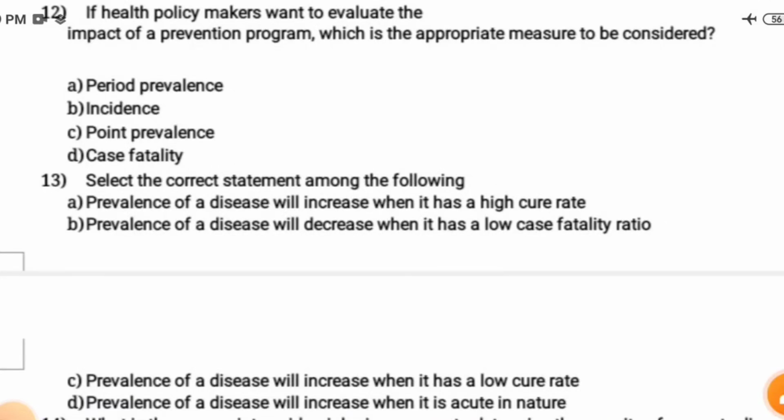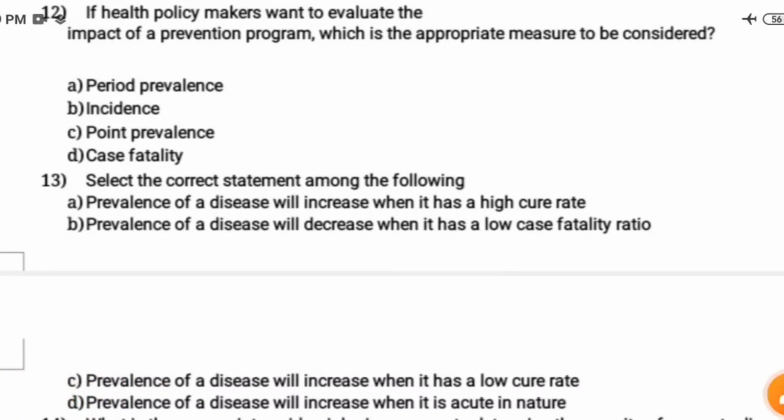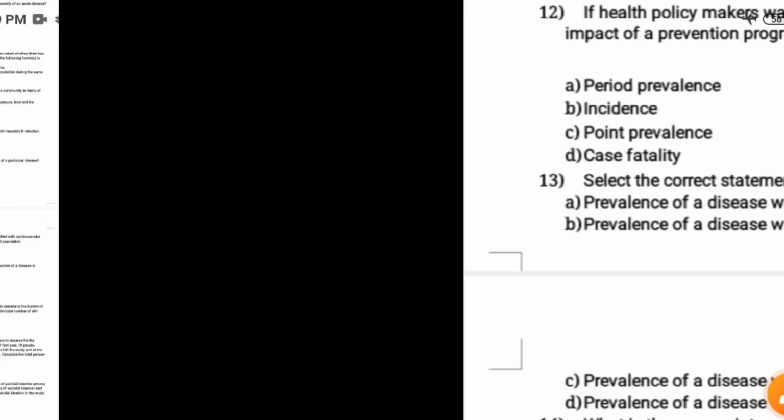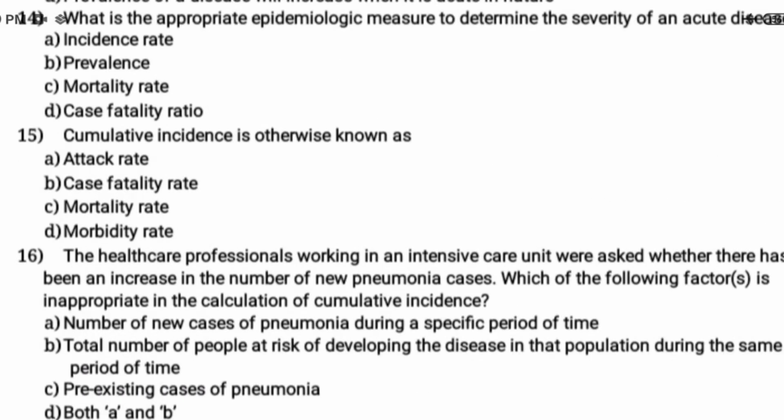Now, select the correct statement among the following. Prevalence of disease will increase when it has high cure rate. Prevalence of disease will decrease when it has low case fatality ratio. Prevalence of disease will increase when it has low cure rate. Prevalence of disease will increase when it is acute in nature. So the single best answer here is: prevalence of disease will increase when it has a low cure rate. Now, so guys, I hope this video will be helpful.